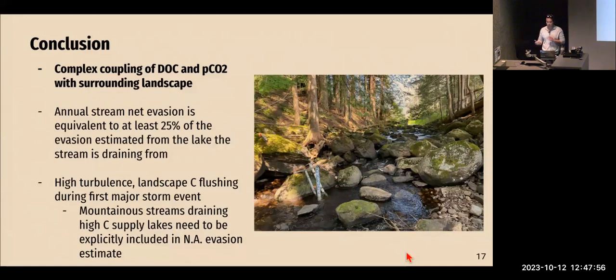And this study also found that the dry summer to wet winter flushing of carbon needs to be captured with a physical-based approach to represent the true magnitude. And this will help include mountainous streams draining these high carbon supply lakes in future estimates.